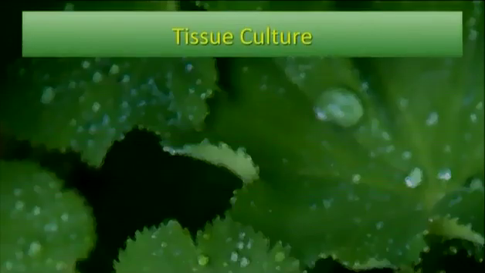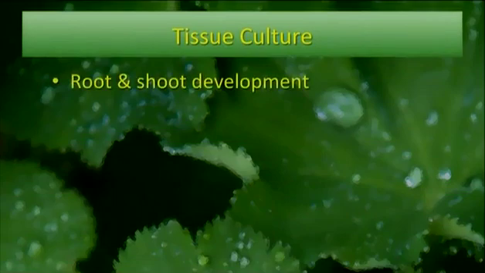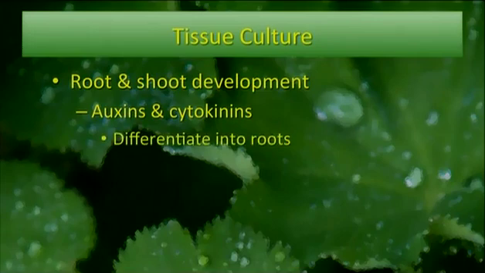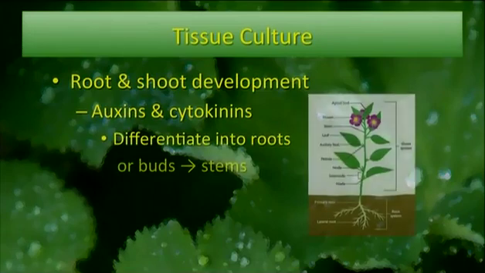Okay, now tissue culture. We have root and shoot development, helped by the presence of auxins and cytokinins added to the medium that the plant is grown with. That allows for the differentiation into roots or buds and stems. So here's a root. Here's a shoot with a leaf and a stem. Here's some flowers.